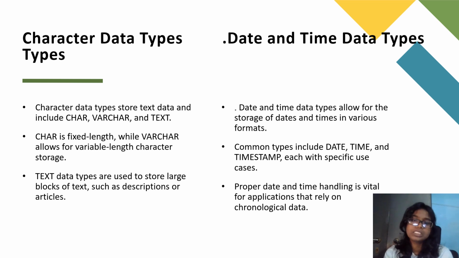Then we are headed towards date and time data types. Date and time data types allow for storage of date and time in various formats. From this topic, we can see that date and time will be stored in various forms. Common types include date, time, and timestamp, each with a specific use case. Proper date and time handling is useful for applications that rely on chronological data.